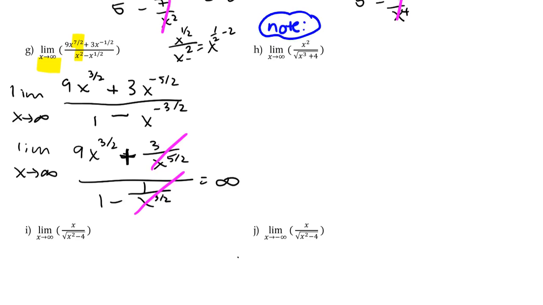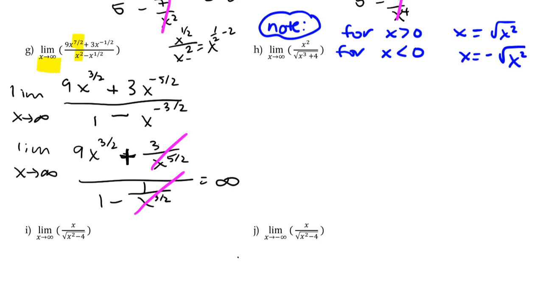as promised in blue, is when you're taking square roots, if you have a positive x, so if you know x is greater than 0, then x is the square root of x squared. Easy enough. However, if x is less than 0, then x is the opposite of the square root of x squared. Okay, so we'll have to keep that in mind as we get down to I and J. Right now, in H, I think we're going to be okay.